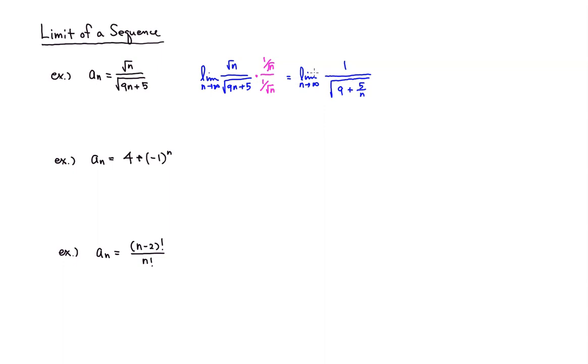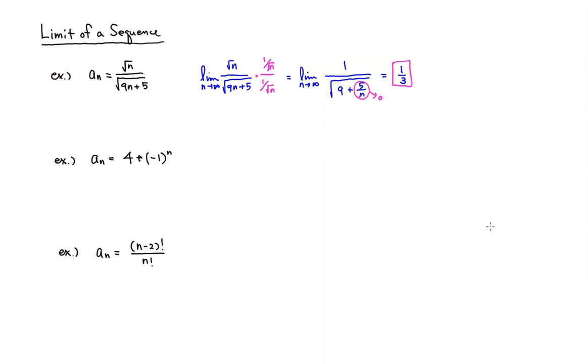As n approaches infinity, you're dividing 5 by a really big number, so this approaches 0. It basically goes away. Therefore, we have 1 over the square root of 9, which is 1/3. So this is the limit of the sequence here. How about the next one?